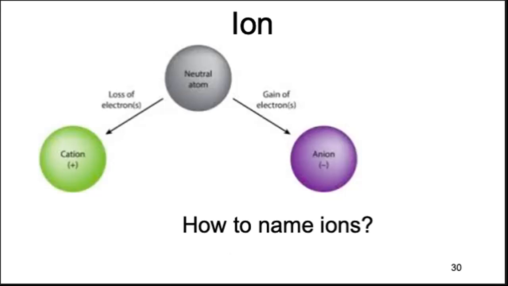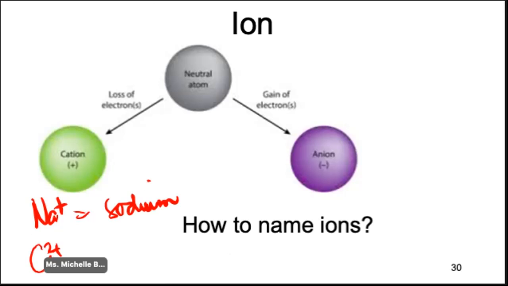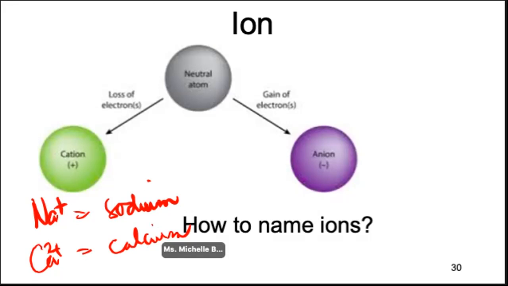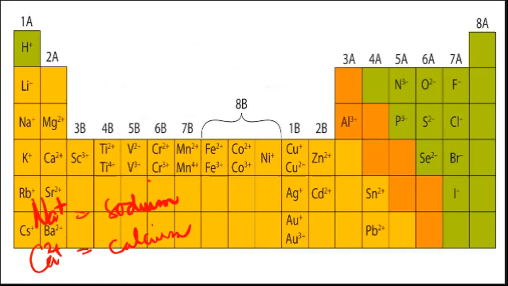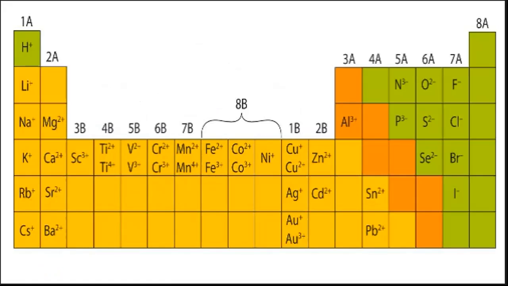So how to name cations? If we have sodium positive, you just simply say sodium. What if we have calcium positive 2? We just say calcium. That's how we name it. But if the elements belong to the transition group or group B, do you see there on the screen? How many charges do we see? There are two charges mostly in an element.